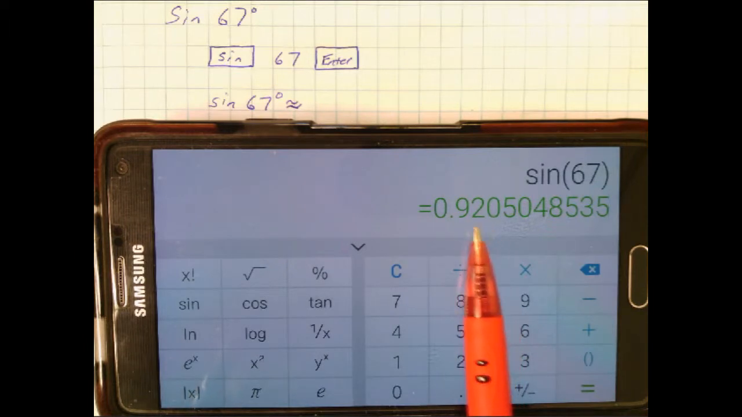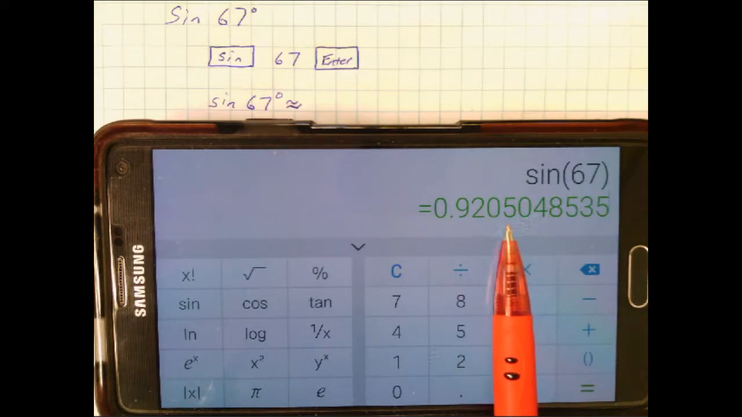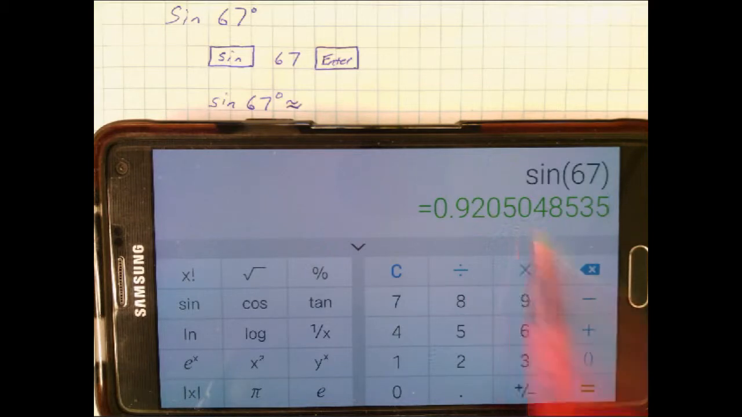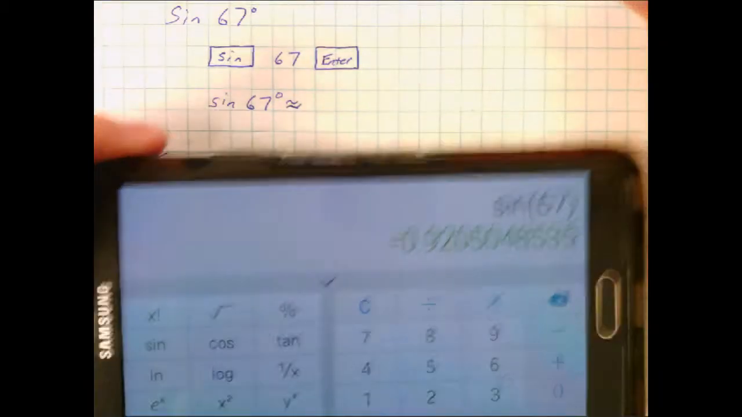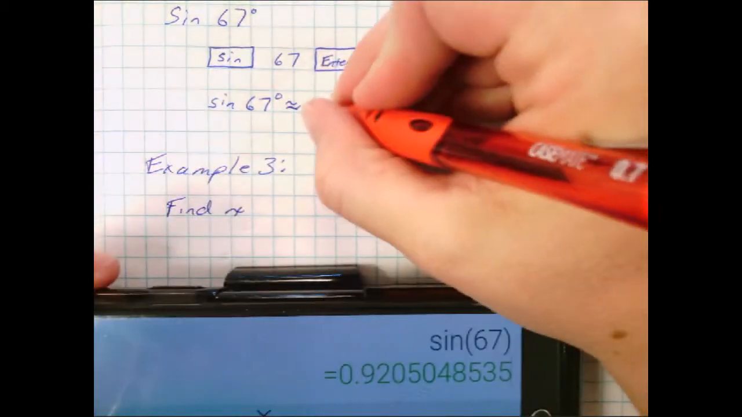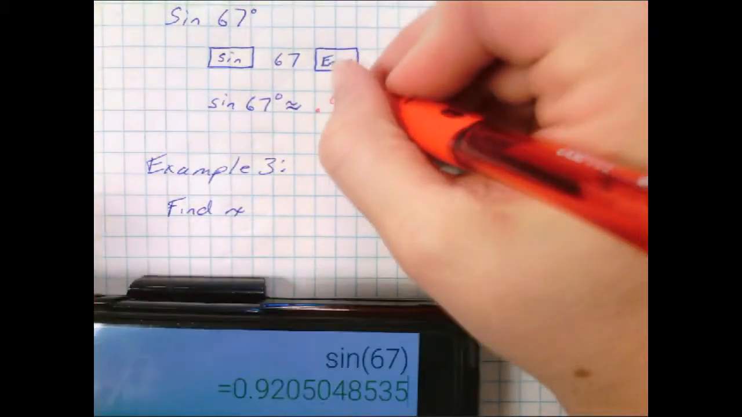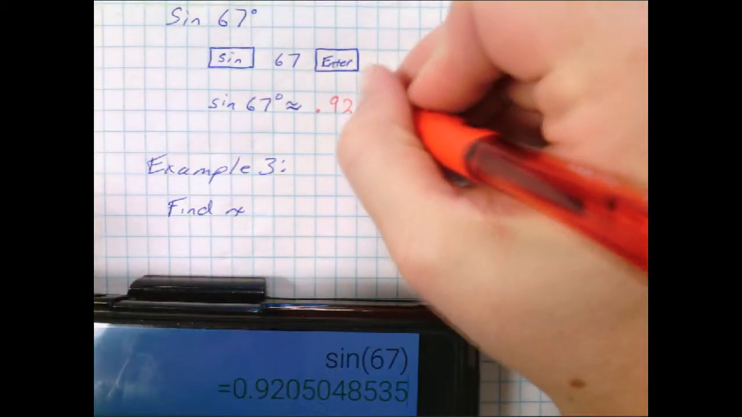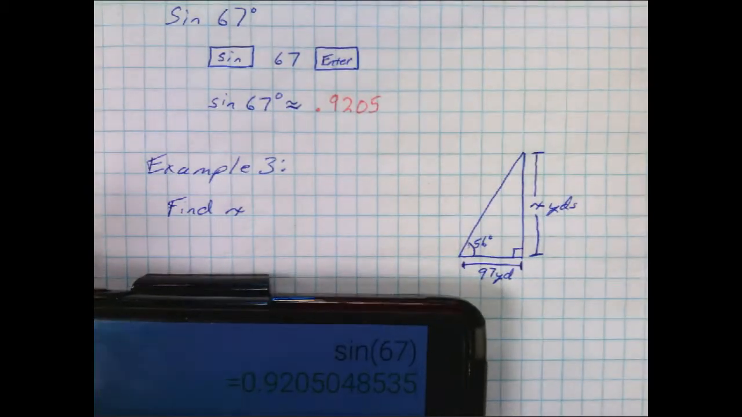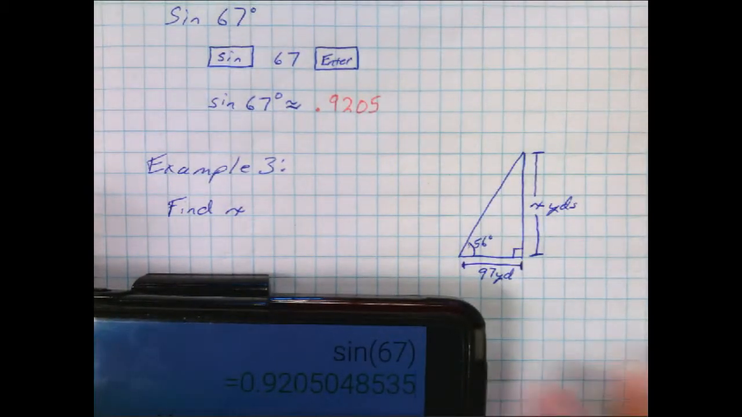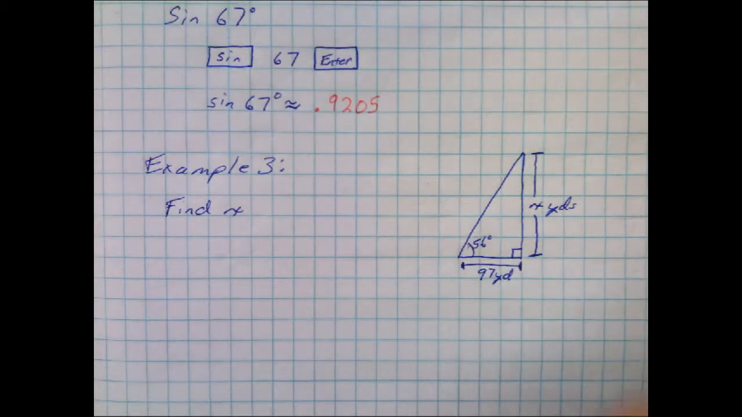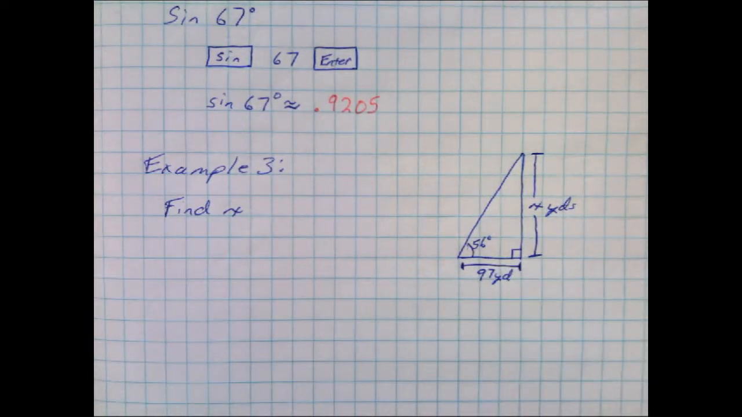And you should end up with this decimal 9205 and so on and so on. Again, we're rounding to 4 places. So .920, and for the 5, we're going to look next door. It's a 0, so we're going to leave it a 5. So our final answer is the point 9205. Okay? Alright. So that's the basics of that piece.